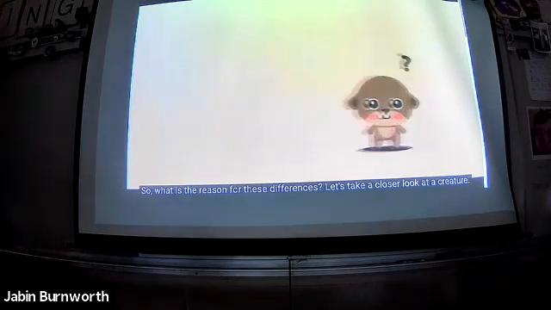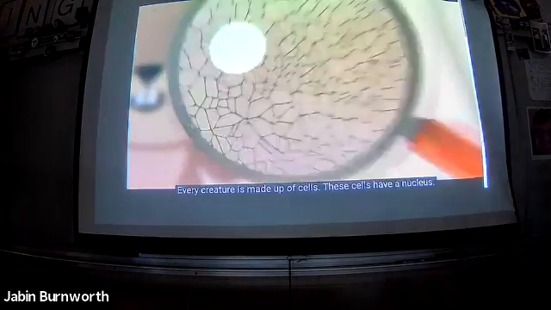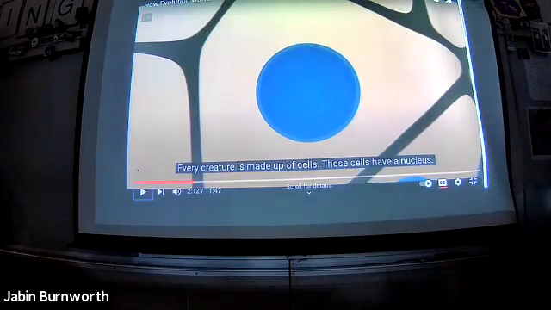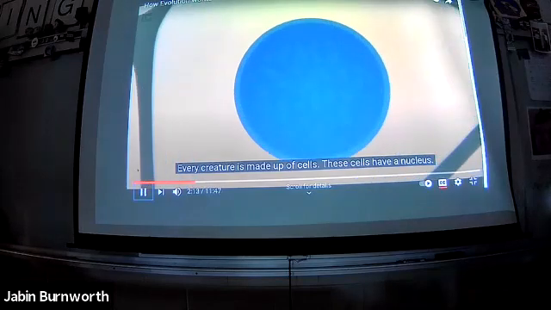So what is the reason for these differences? Let's take a closer look at a creature. Every creature is made up of cells. These cells... what's the name of this thing? Nucleus. What's inside the nucleus? DNA is in there, and it's packed in tiny little things called chromosomes, not ribosomes. Chromosomes. How many do we have? 46.